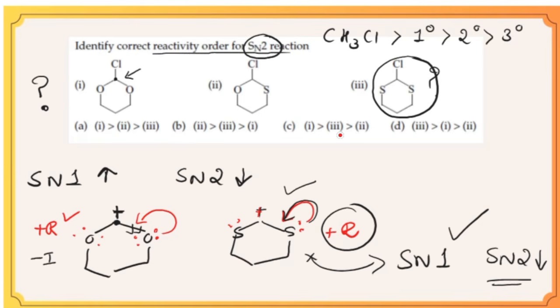And where do we have it as the least? You can see it in option A. And which will be the most? This will be the most because it is not preferred to undergo SN1. So it prefers to undergo SN2. That's why this will be the first. What about here? We have both atoms, oxygen and sulfur. So it will be in between. So obviously it has to be in between.